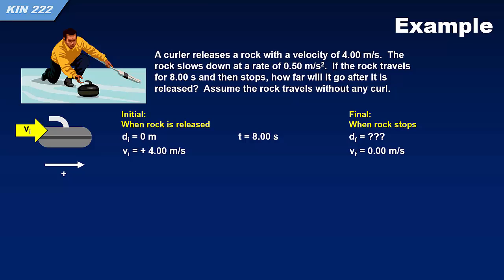The fact that it says the rock slows down allows us to assume that the acceleration is going in the opposite direction of the way the rock was released. So the acceleration is going in the direction of that red arrow, which is the negative direction according to our coordinate system. In this case, our acceleration would be minus 0.5 meters per second squared. So now we have all of the kinematic quantities that we need to solve the problem.